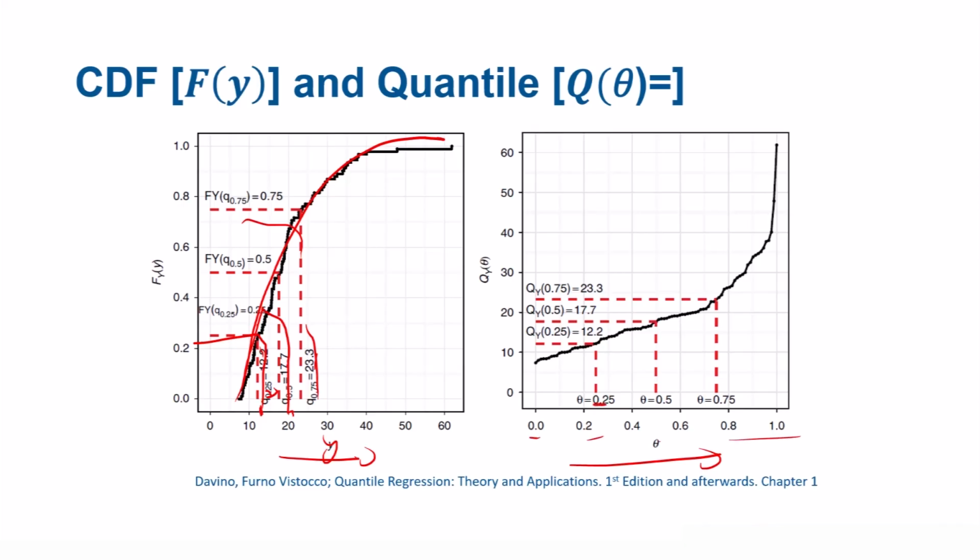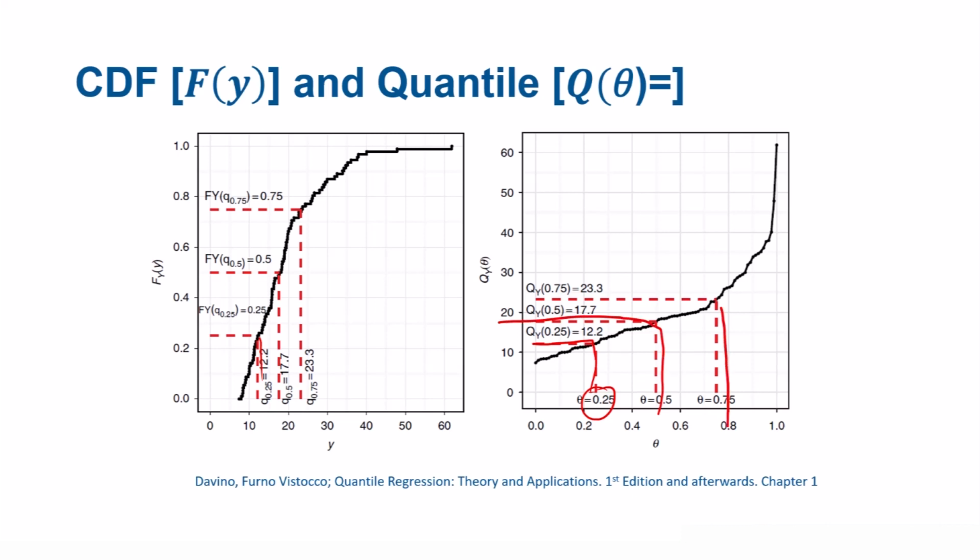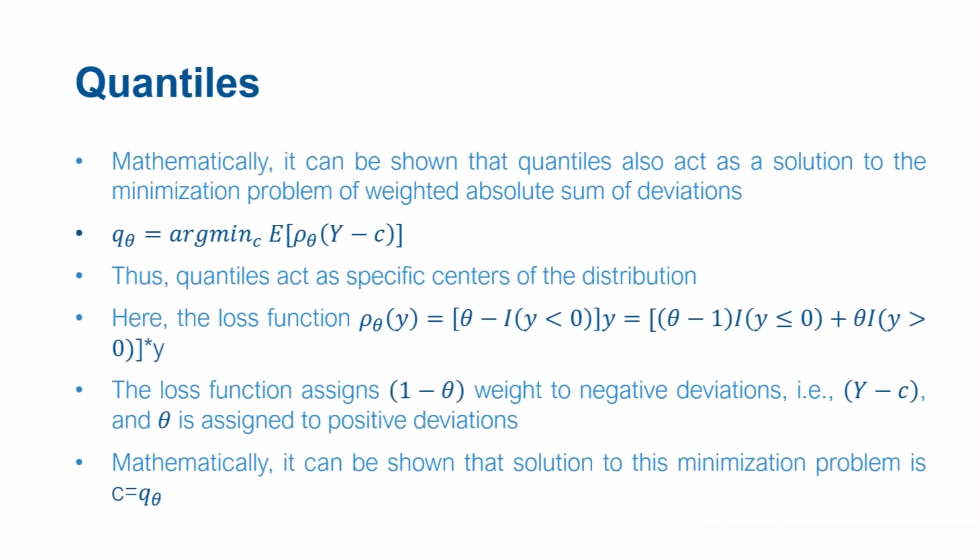Now recall, if I want to map the 25th percentile, I apply the function Q theta, and recall here 12.2 was the 25th percentile. So the quantile function applied on 0.25 will give me 12.2. Similarly, the quantile function applied on 0.5 will give me 17.7, and the quantile function applied on 0.75 will give me 23.3. And this is how we'll map quantiles to their quantile function. So now let us fix the mathematical definitions behind quantile.